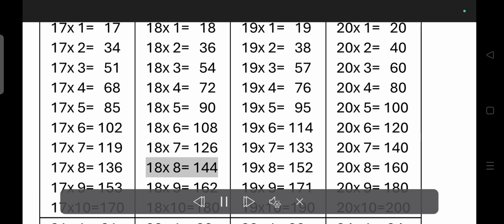126. 18 times 8 is equal to 144. 18 times 9 is equal to 162. 18 times 10 is equal to 180. 19 times 1 is equal to 19. 19 times 2 is equal to 38. 19 times 3 is equal to 57.